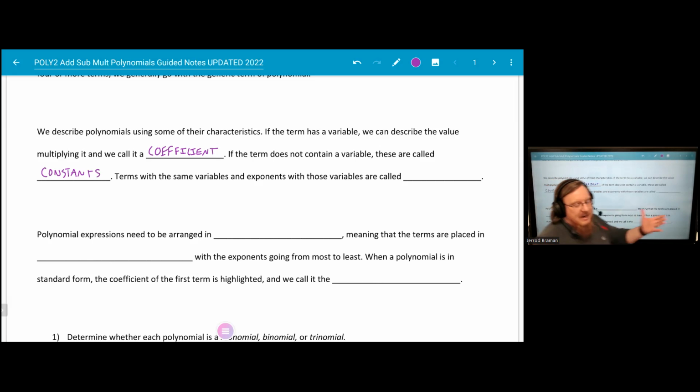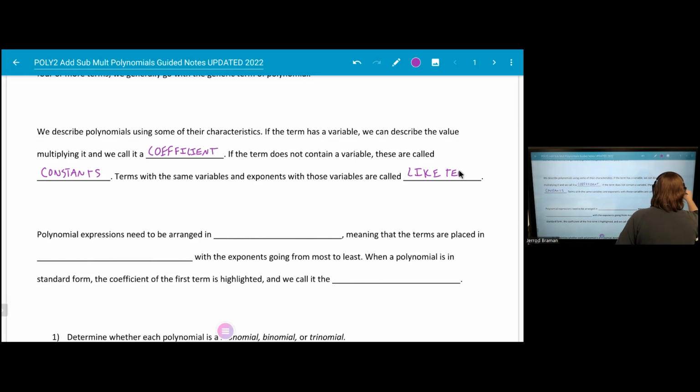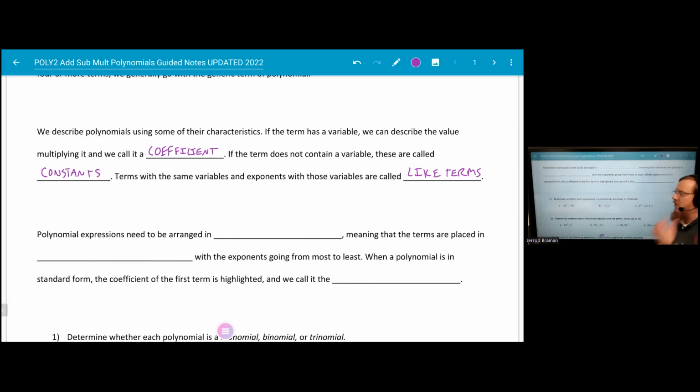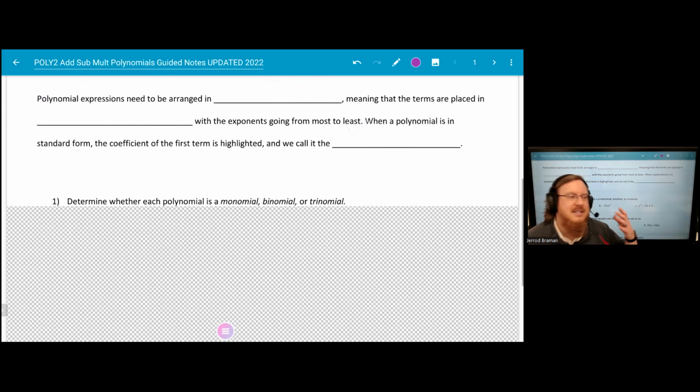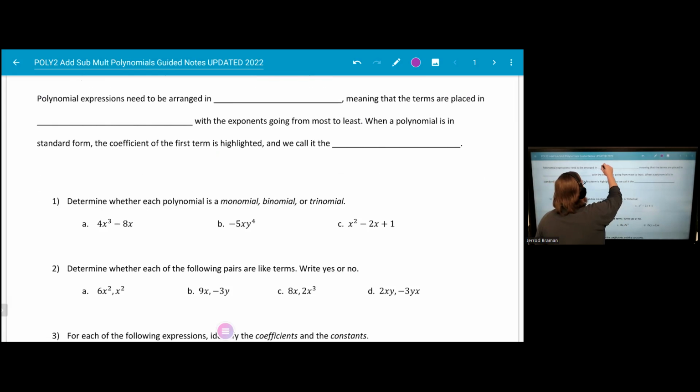Now, again, things that we've done a bunch of times before. If you have terms with the same variables and the same exponents, we can combine those things. We call those like terms. We like to combine like terms, and that's exactly what we're going to be doing today. Now, we're going to get a little more specific with things. We're going to arrange polynomial expressions in a way which we call standard form.